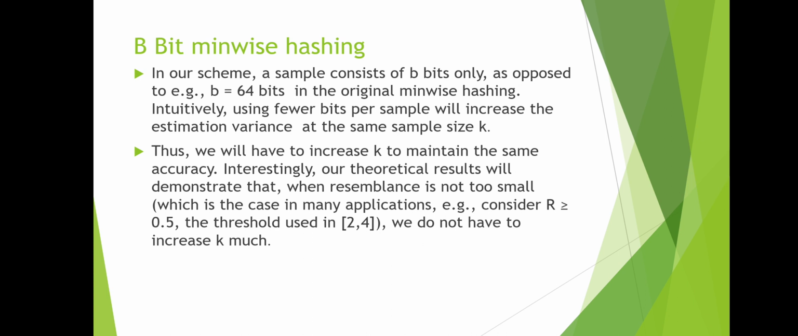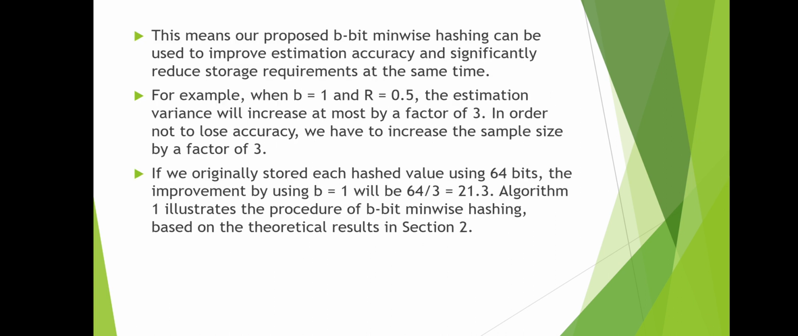Interestingly, our theoretical results will demonstrate that when resemblance is not too small, which is the case in many applications, for example, consider R greater than or equal to 0.5, the threshold used in earlier work, we do not have to increase k much at all. This means our proposed b-bit minwise hashing can be used to improve estimation accuracy and significantly reduce storage requirements at the same time.